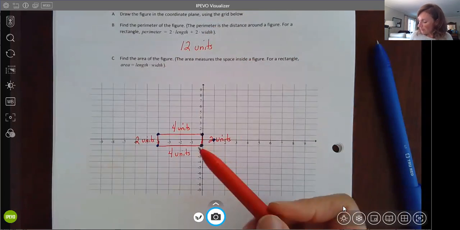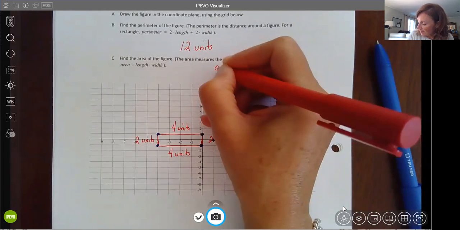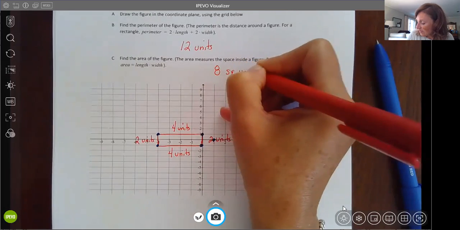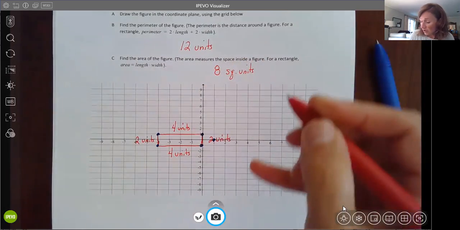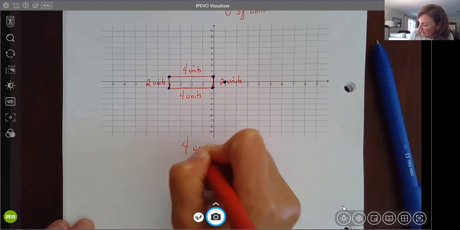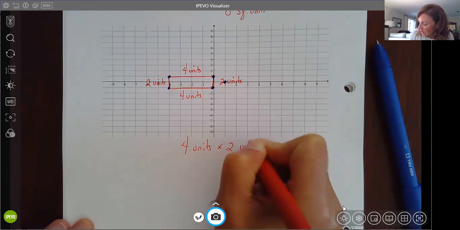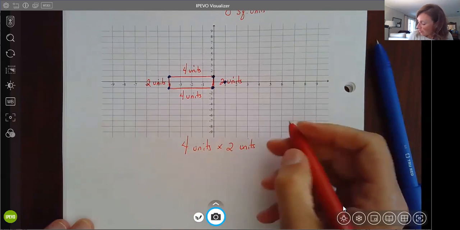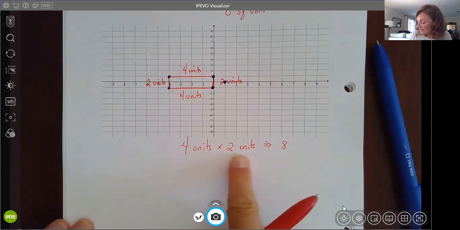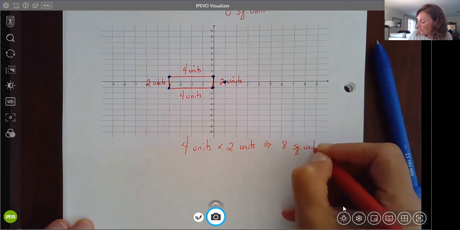And area, remember, is length times width. So we're going to have 8. 4 times 2 is 8. And then square units, because the units for area are always square. The reason why: now look, we have 4 units times 2 units. So we say 4 times 2, we have to multiply the numbers, but we also have to multiply the units. So units times units would be square units, or units squared, however you want to write it.